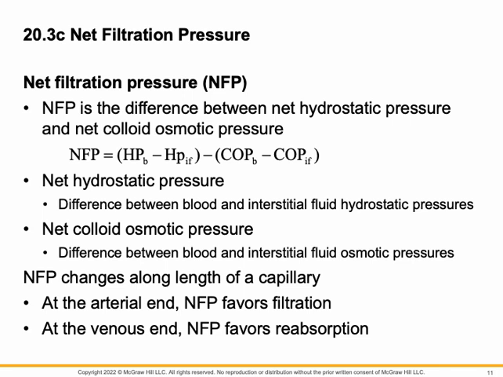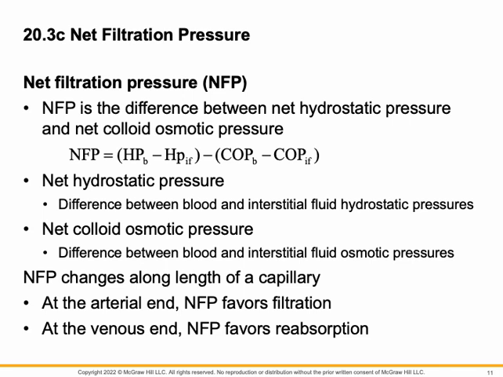You're essentially looking at all the pressures that could result in things moving out of the blood, and all the pressures promoting things moving into the blood. If you want the movement of things out of the blood, so filtration, then you need a positive net filtration pressure. If you want things moving back into the blood vessel, so reabsorption, then you'll need a negative net filtration pressure. So you get one promoting filtration and one promoting reabsorption, but at different ends of the capillary.